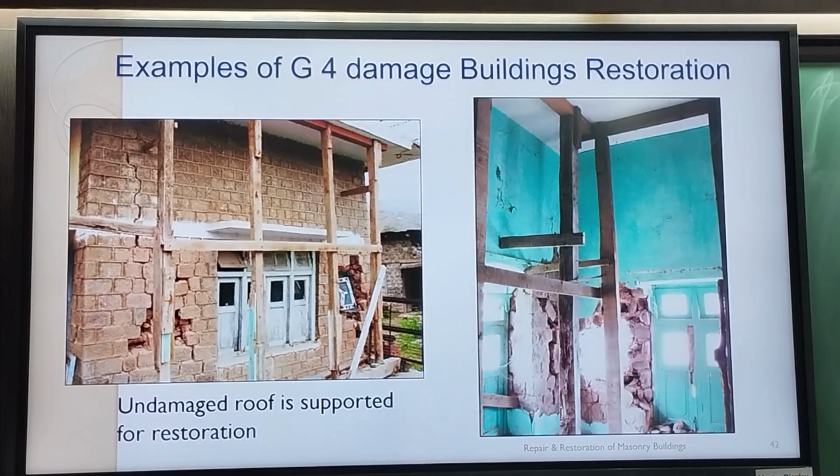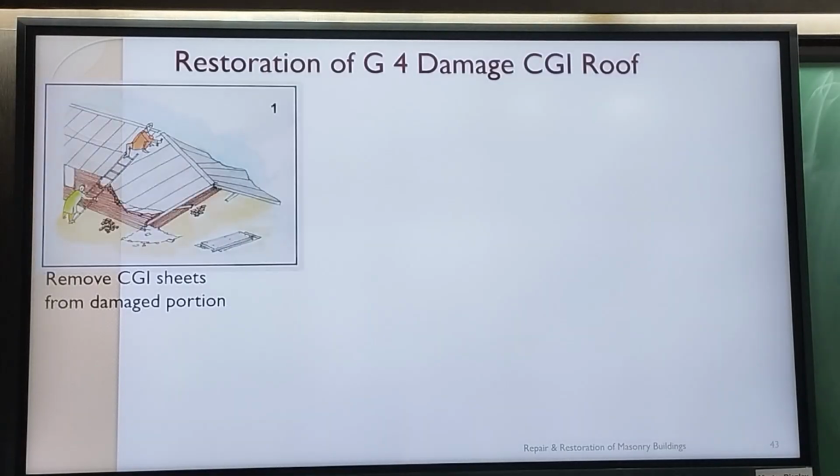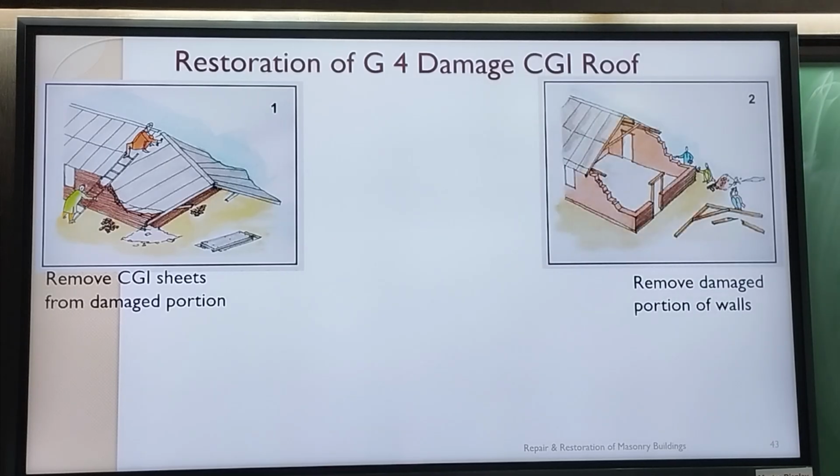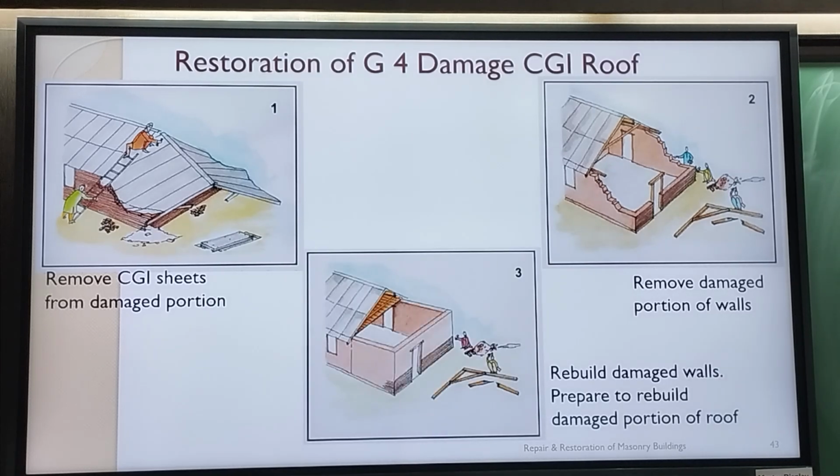Just a few more examples. And of course, these are waiting to be restored. I think because so many houses were damaged, so many of them were propped up, and as the contractors and the masons got time, they would take care of it. Then another thing, you have a roof which is damaged. So again, you dismantle the roof, put back the walls, and put back the roof.